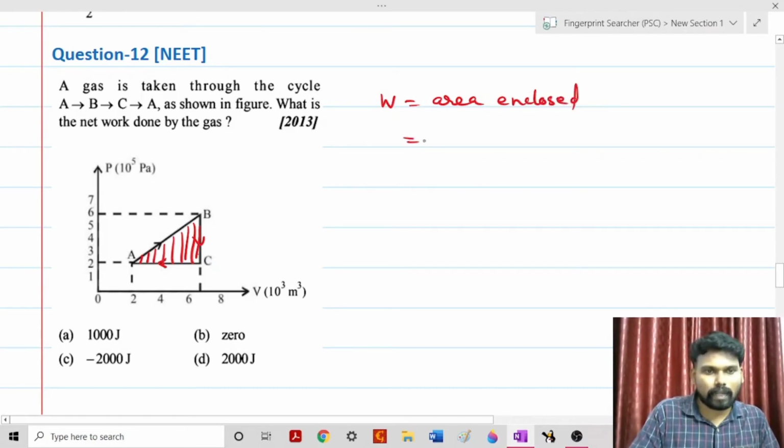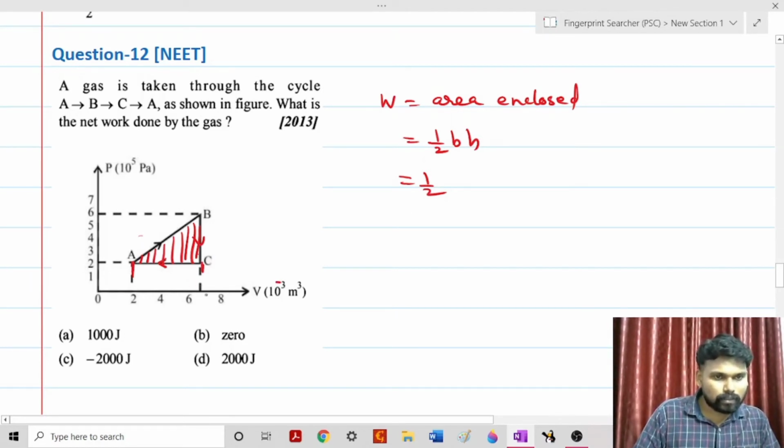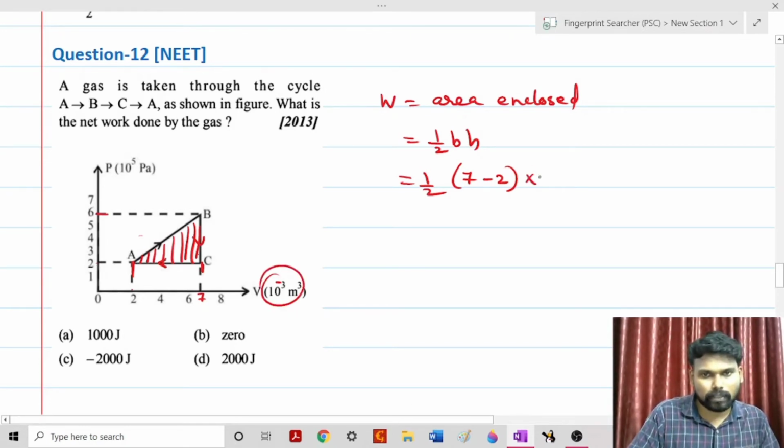Now you can see that it's a triangle, so it is half BH. Half times, what is the base? Base is this. Okay, so here there is a printing mistake. This is 10 raised to minus 3. So this value is 7. Actually there is a small error, but it has to be 7. This is 2. 7 minus 2 times, what is the height? What is the altitude? This is 6. Here not only 7 minus 2, with this there is 10 raised to minus 3.